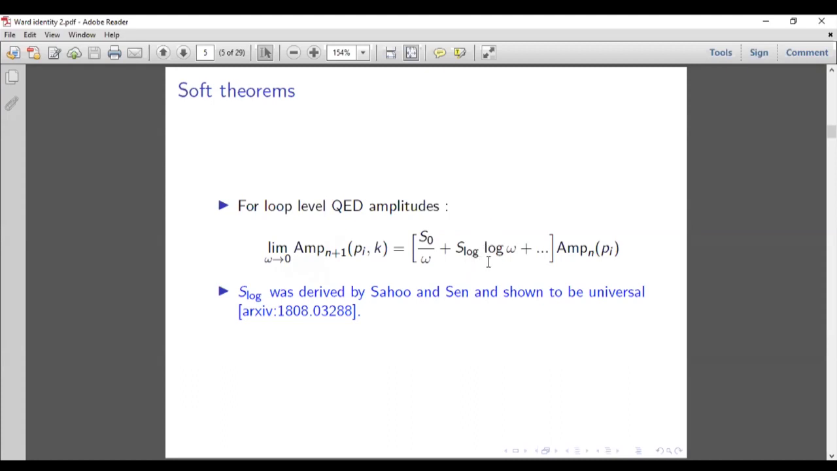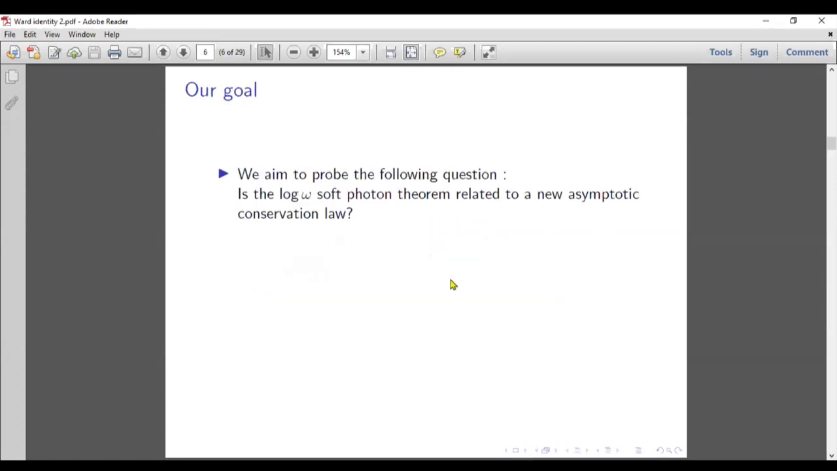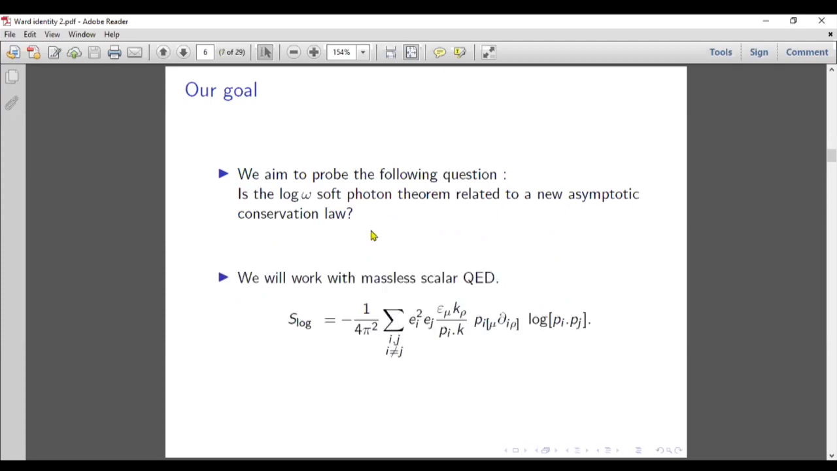They showed that this term is also universal and also argued that this term is one loop exact. Now our goal is to understand if this log omega soft photon theorem is related to a new asymptotic conservation law. Okay, so we will work in this theory, massless scalar QED. The form of the S log factor, the coefficient of the log omega term, is this.